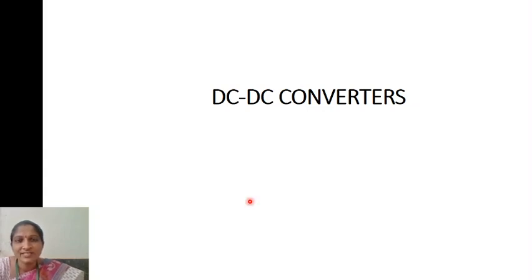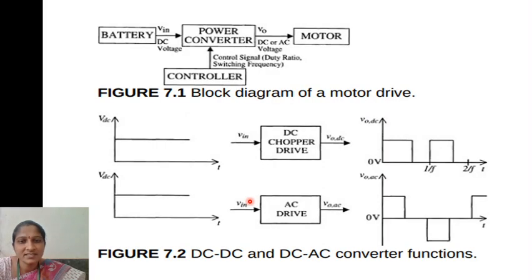Now I am going to discuss DC to DC converters. So, why is this DC to DC conversion required? You can observe this is the motor drive block diagram. The motor is connected to the power converter, and the power converter is connected to the battery. The output from the battery is always a DC voltage.